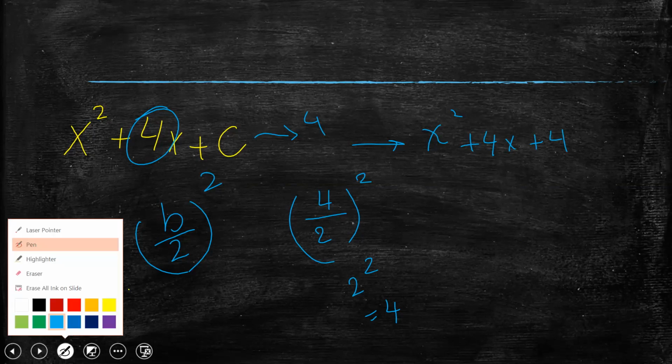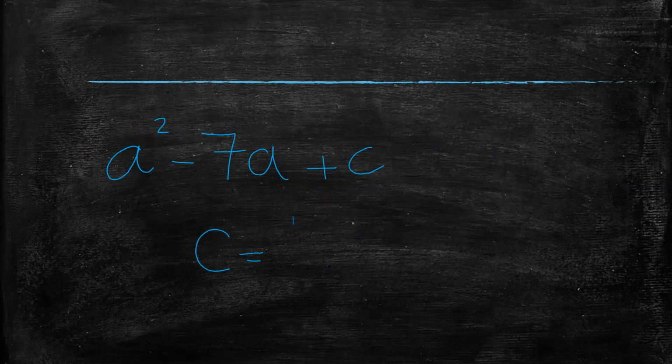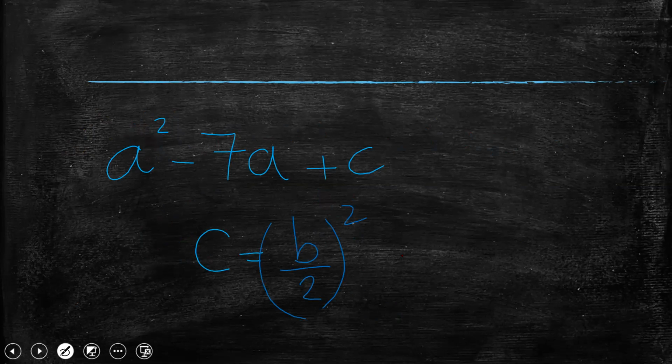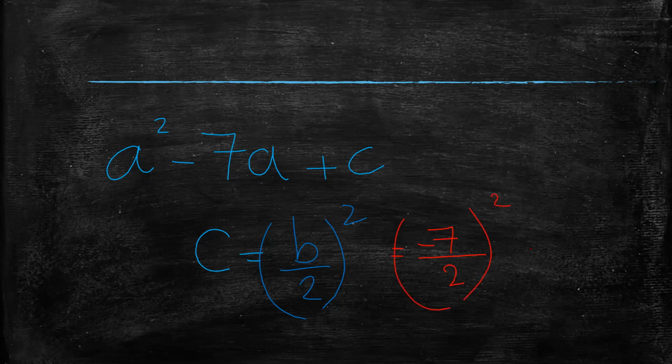Another example. If you have a squared minus 7a plus c, and I want to find c, what do we have to do? b over 2 squared. Negative 7 over 2 is b, squared. We will take only 7 without the sign. Yes, it should be 7, but if you take the negative, there's no problem because it's squared. So 7 over 2 squared.